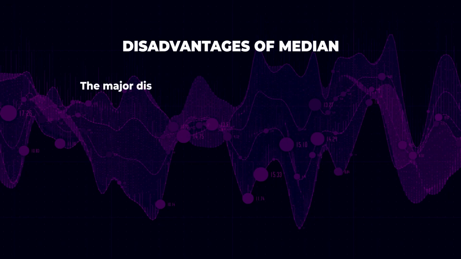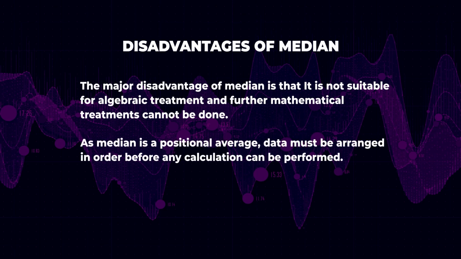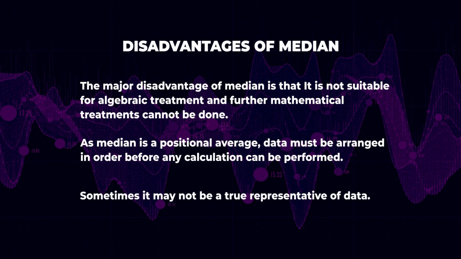The major disadvantage of median is that it is not suitable for algebraic treatment, and further mathematical treatment cannot be done. Second, as median is a positional average, data must be arranged in order before any calculation can be performed, and sometimes it may not be a true representative of the data.